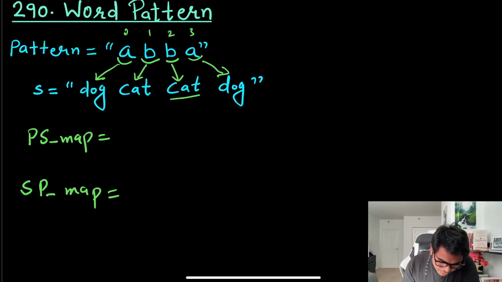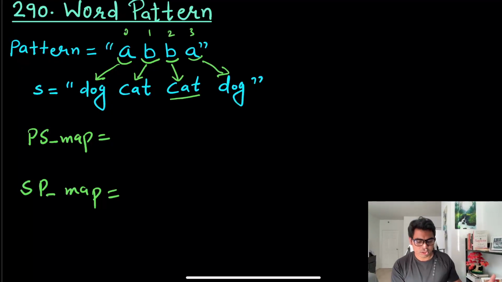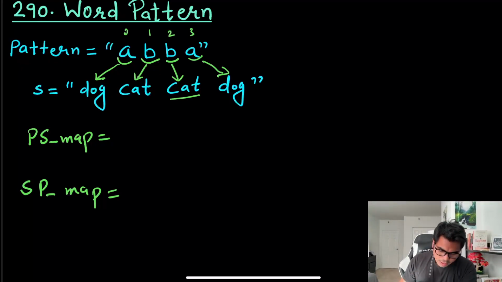First of all, for these two to be able to follow the same pattern, their lengths have to be equal, right? The lengths have to be equal. So first we'll check that, which is an edge case. If they don't have the same length, that means they can't be following the same pattern, right? So that will be the first check.